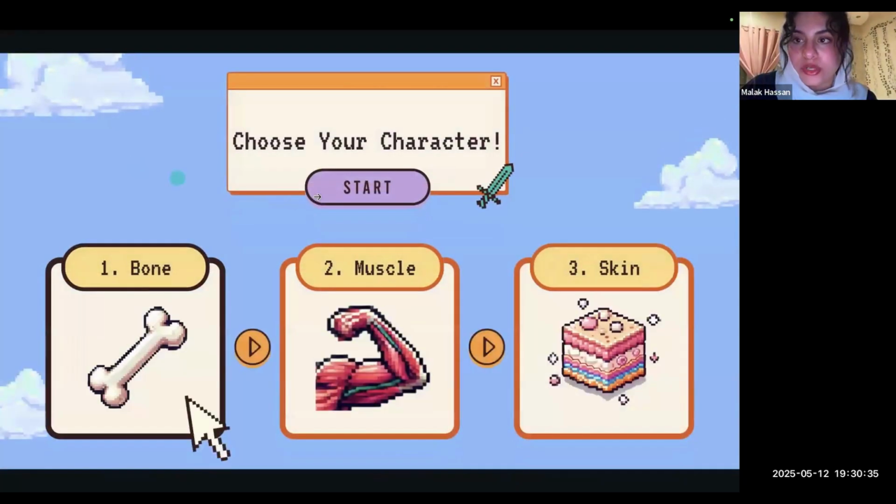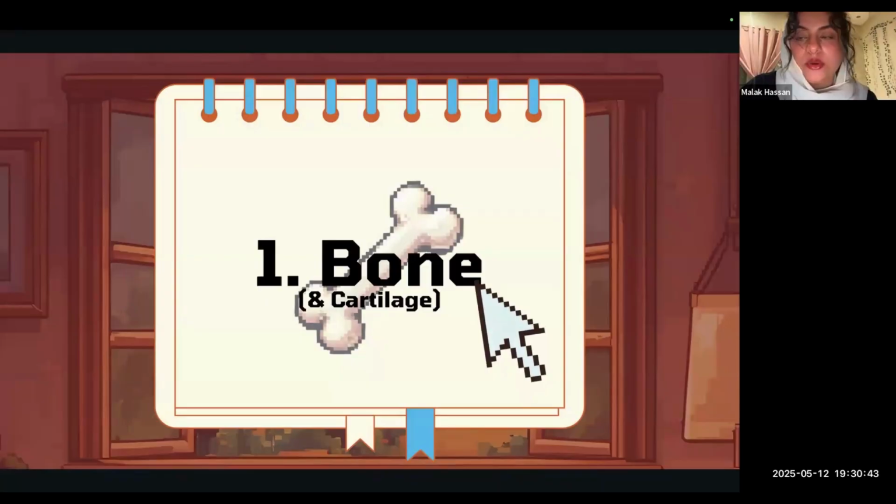Now, first of all, we're going to choose our character. Today, we're going to be talking about bone, muscle, and skin histology. We're going to start off with bone. Now, let's see. Bone and cartilage.